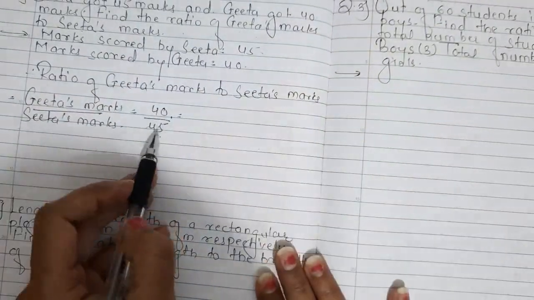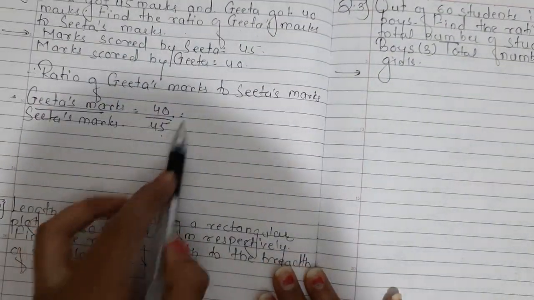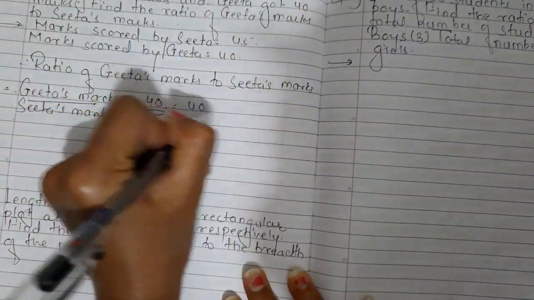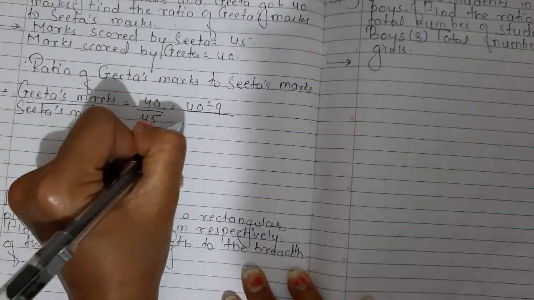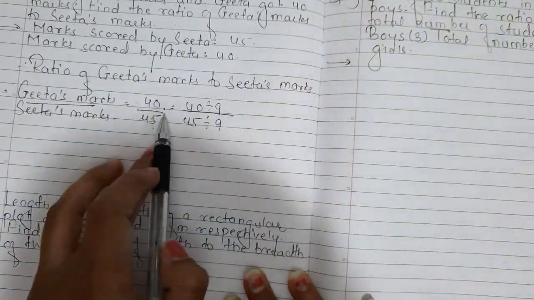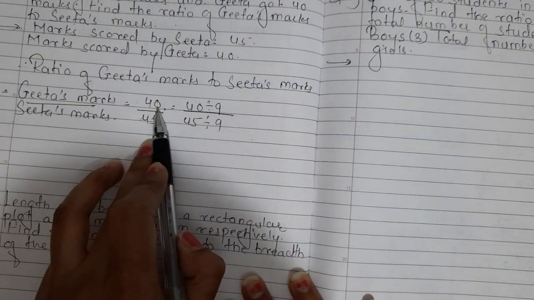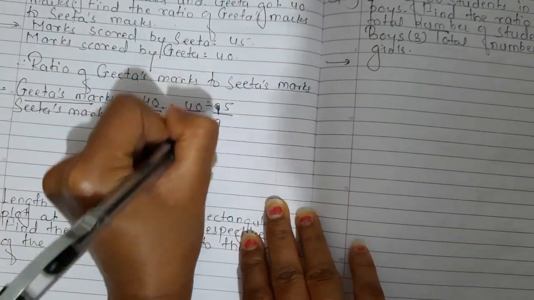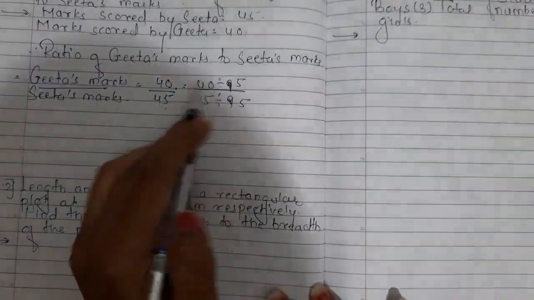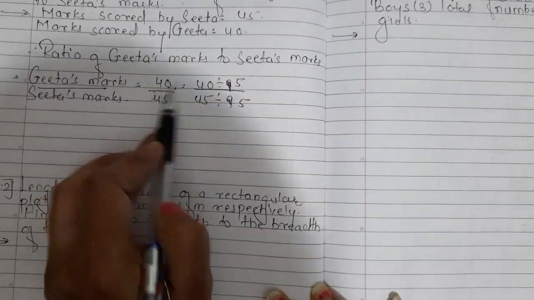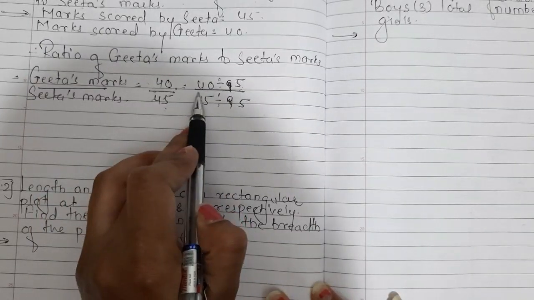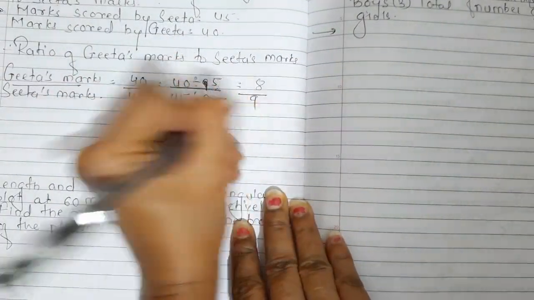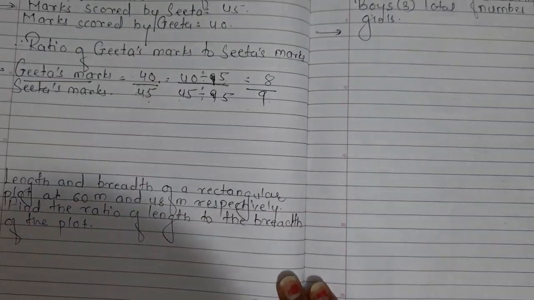Now we have to see whether both the numbers are divisible by the same number. Yes, they are. Both the numbers are divisible by 5. 5 8s are 40, 5 9s are 45. So you will get the ratio 8 upon 9.